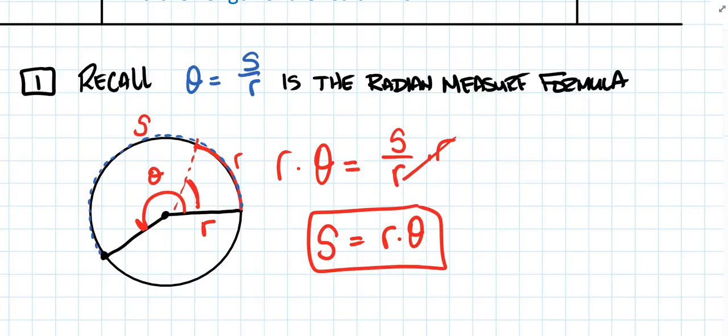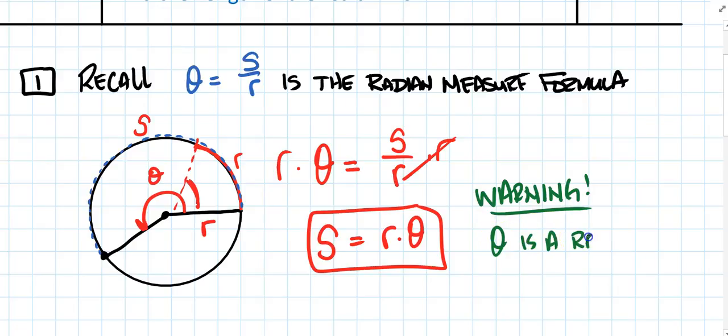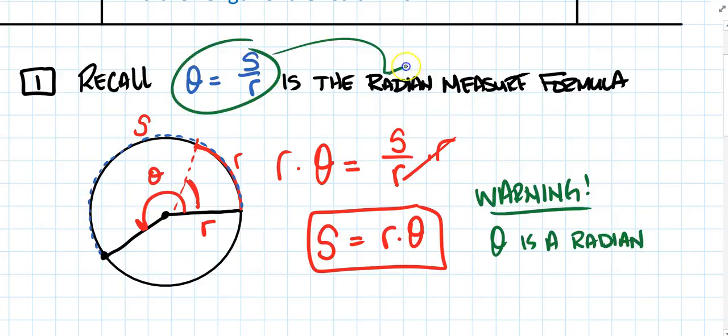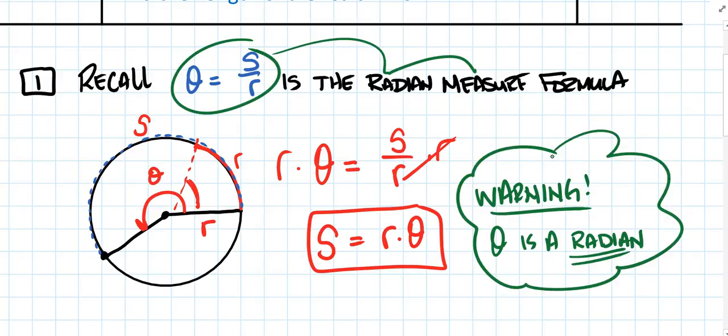But this only works, and this is a huge warning, many students accidentally make the same mistake over and over again. This only works when theta is in radians. I know that seems really simple and silly right now, but the reason this works is because this is the definition of radian measure, not degree measure. So it only works if this is a radian. Please be very careful with that. I'm going to show you some examples of how to avoid that. But this is what we're going to be working with, so let's move on.